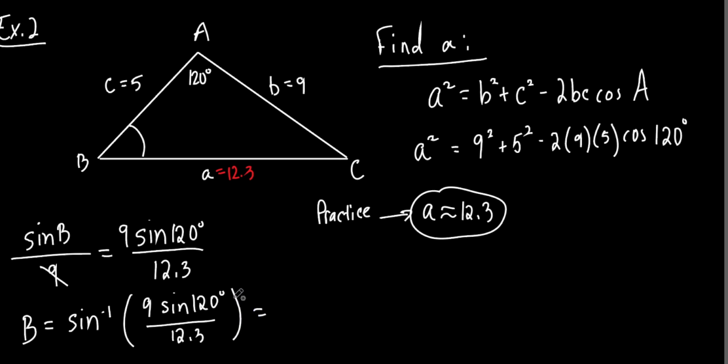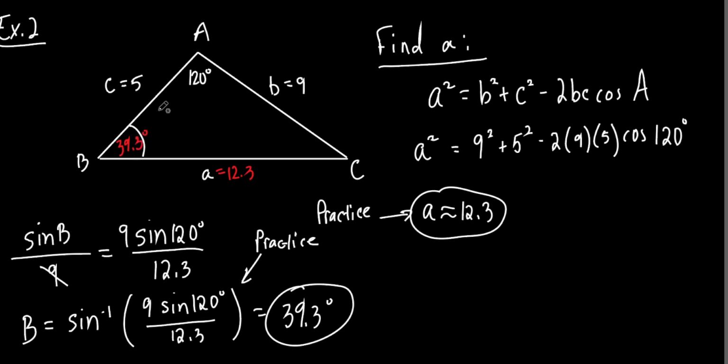Now this, again, practice it, because this could be a little tricky. This is a little easier, I think, than using the law of cosines, but make sure you practice this. That's all I'm going to say about that. You put it in a calculator and you should get 39.3 degrees if you round it to the nearest tenth. All right, so that's what this angle is right there, 39.3 degrees.